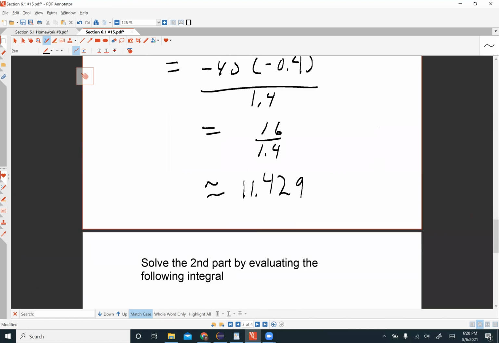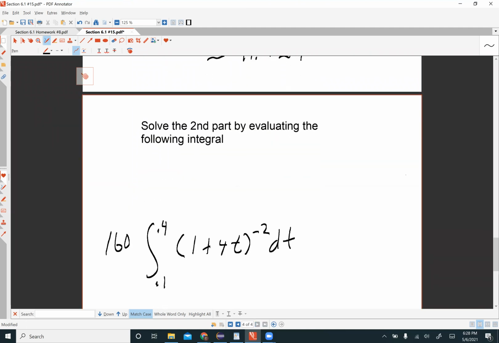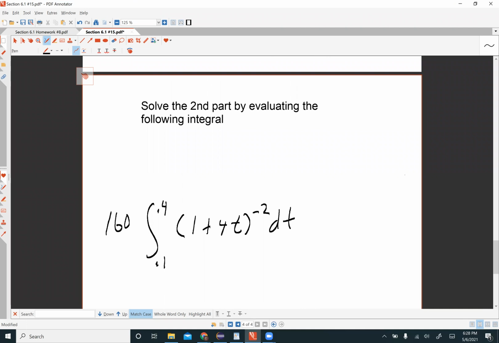The problem said to evaluate to, I think, the 3 most significant digits, which is what I did. And then you can just solve the second part by evaluating the integral from 0.1 to 0.4 of 160 over 1 plus 4t to the negative 2 dt. It's the antiderivative we did, where you'd have to change the limits of integration.